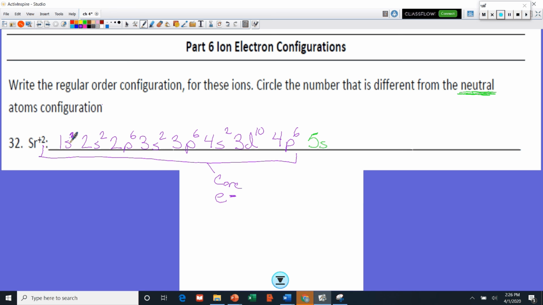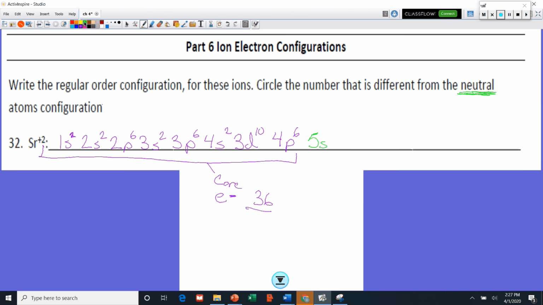All right, so in this case, strontium has 38 total electrons. 2 of them are going to be valence, and so that means that there are 36 core electrons. And just going through and checking the math, 2 plus 2 is 4, plus 6 is 10, plus 2 is 12, 18, 18, 20, 30, 36, and there's our 36.